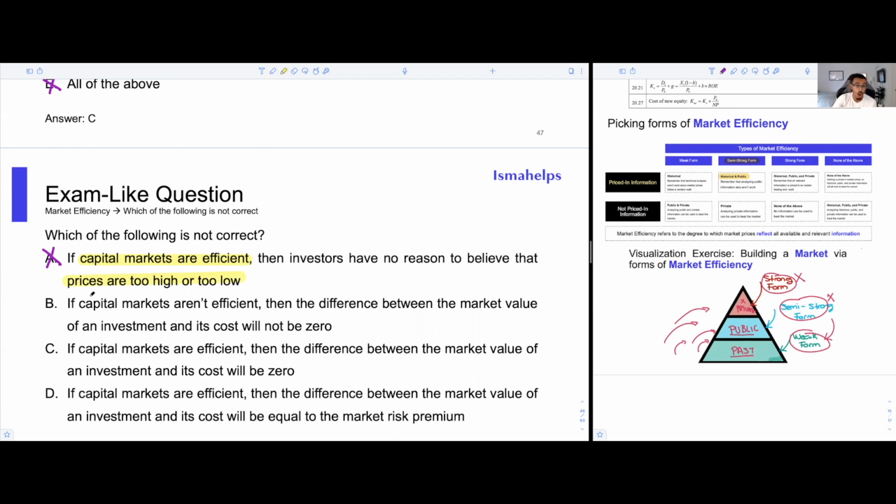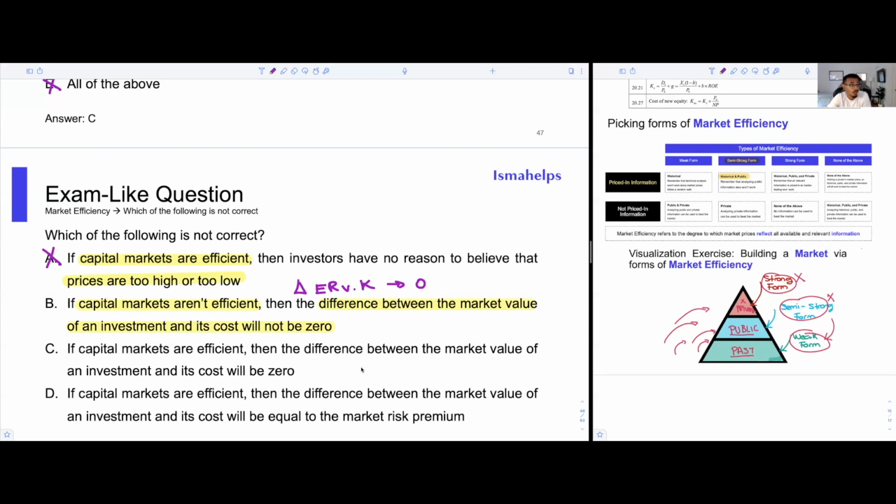If capital markets aren't efficient, so if we're dealing with inefficient markets, then the difference between the market value of an investment and its cost will not be zero. Whoa, what are we talking about here? They're telling you that your expected return versus your K, if markets are efficient, should be equal to zero. The difference between the two should be zero. However, here we're saying the difference will not be zero if capital markets aren't efficient. Let's think about that.